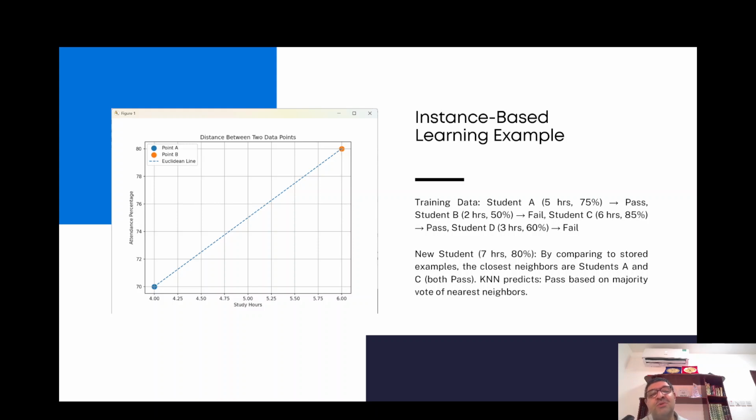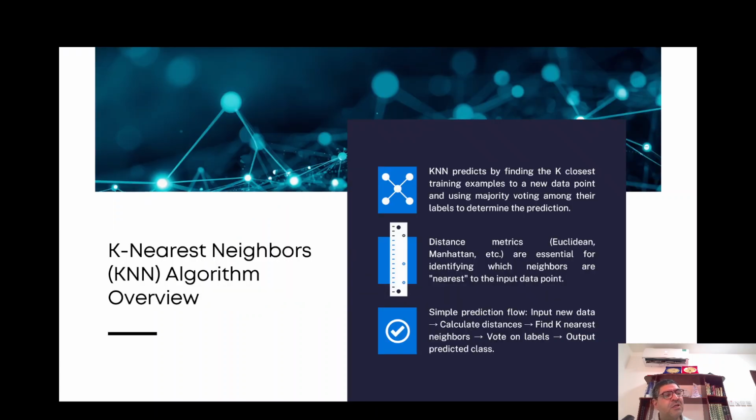This particular student is passing because both of those are passing, and we have the closest neighbors first of all, and then we'll have the vote of the nearest neighbors. When we see the vote out of these two neighbors, both of them are passing. We are predicting that this student has also passed, based on KNN.